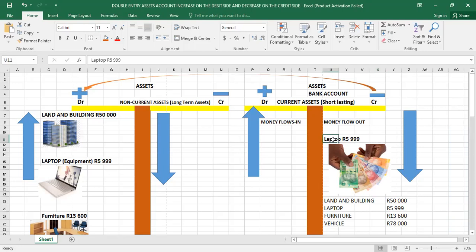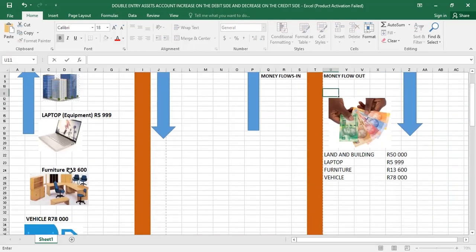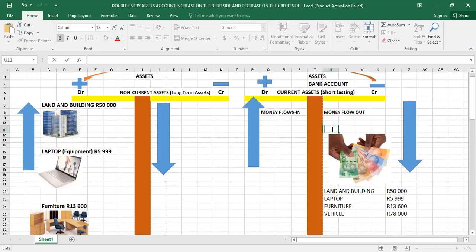Let us go and buy another item. The third item, today we are going to be short, straightforward to the correct answer. We are now buying furniture. We have to come here and record furniture of how much?